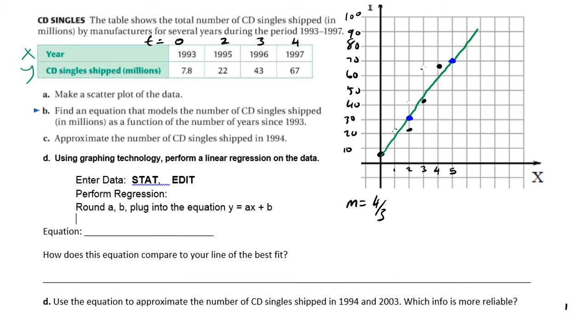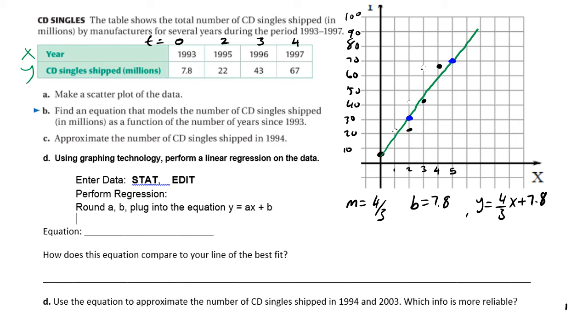And y-intercept is 7.8. I can say the equation is y is equal to 4 over 3x plus 7.8. That's my linear regression equation. Now we are going to do the same thing with the calculator.